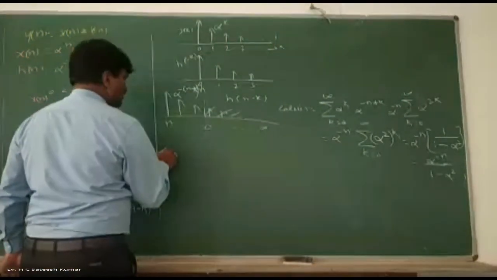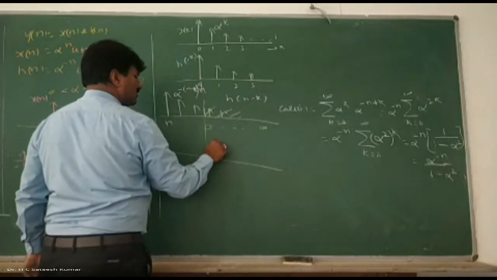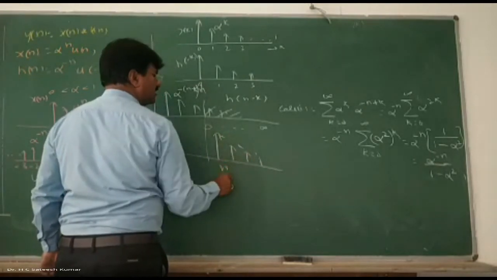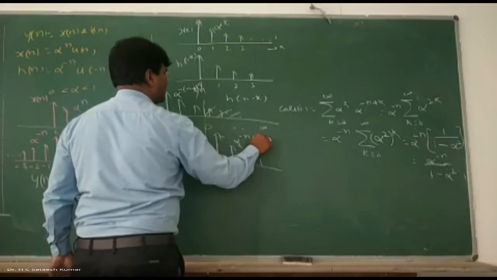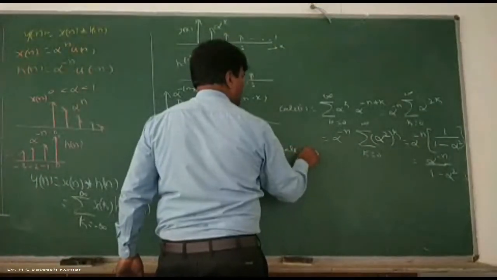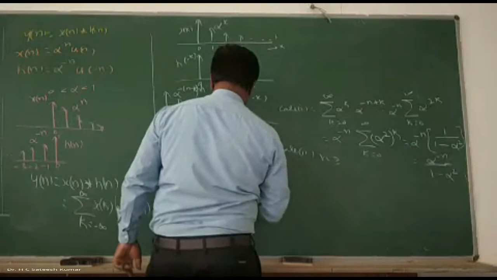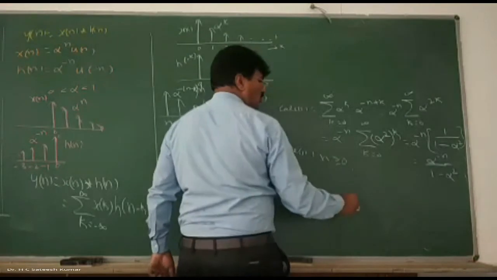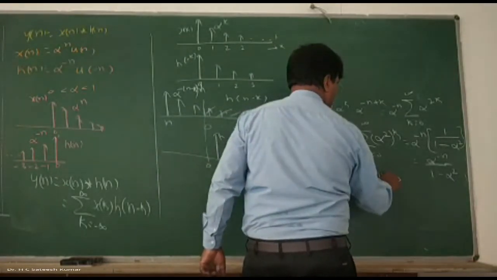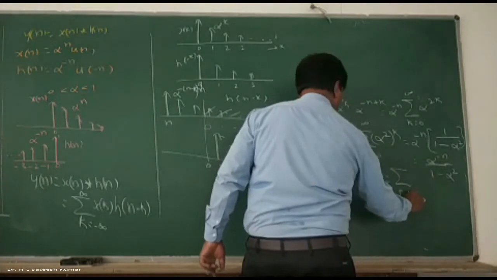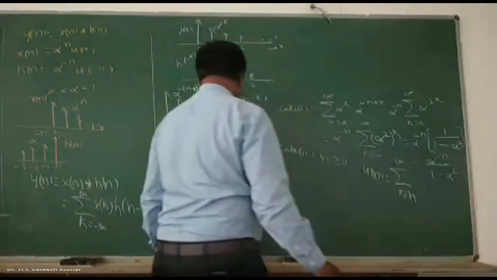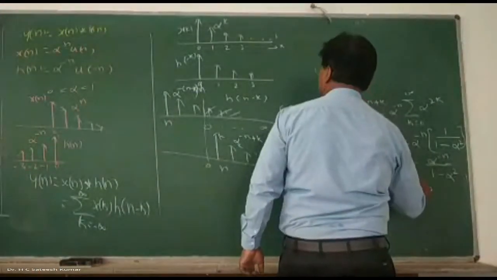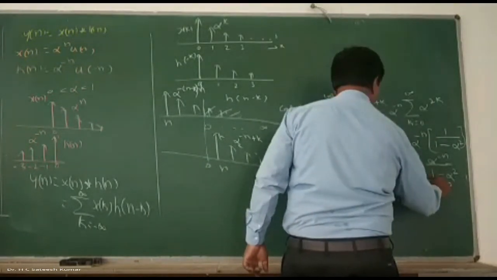So next one, case number 2. Once it crosses 0, then also we have some value. This is your n, alpha to the power of minus n plus k. Case 2 is n greater than or equal to 0, so the area goes on decreasing. y of n is equal to the summation k ranges from n to infinity of alpha to the power of k into alpha to the power of minus n plus k.